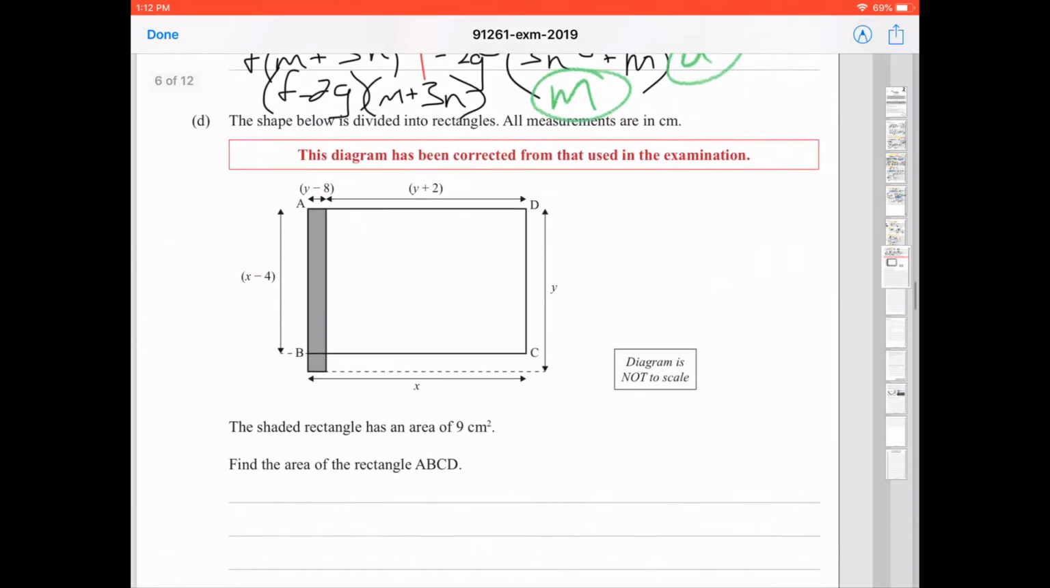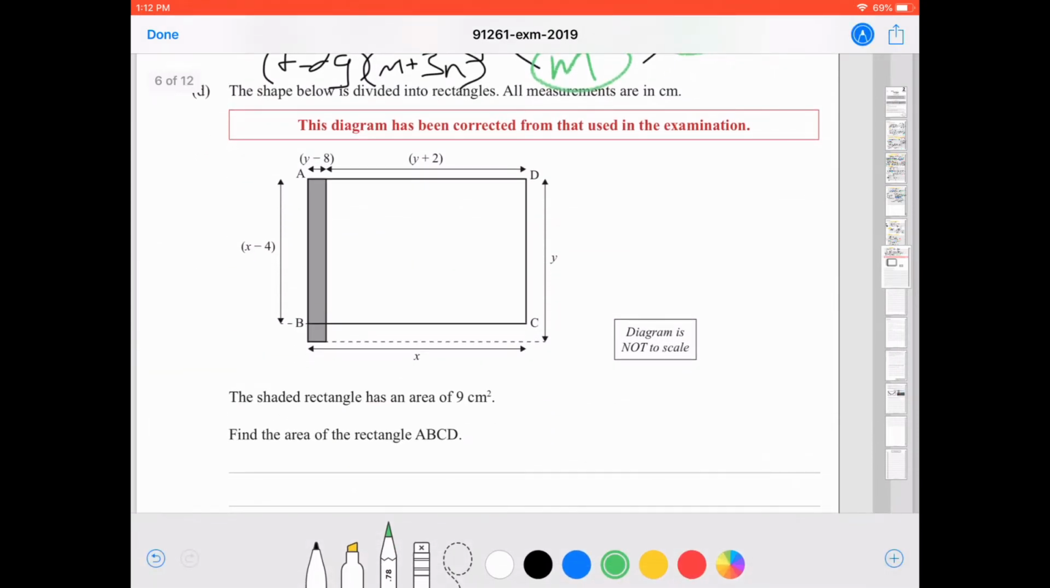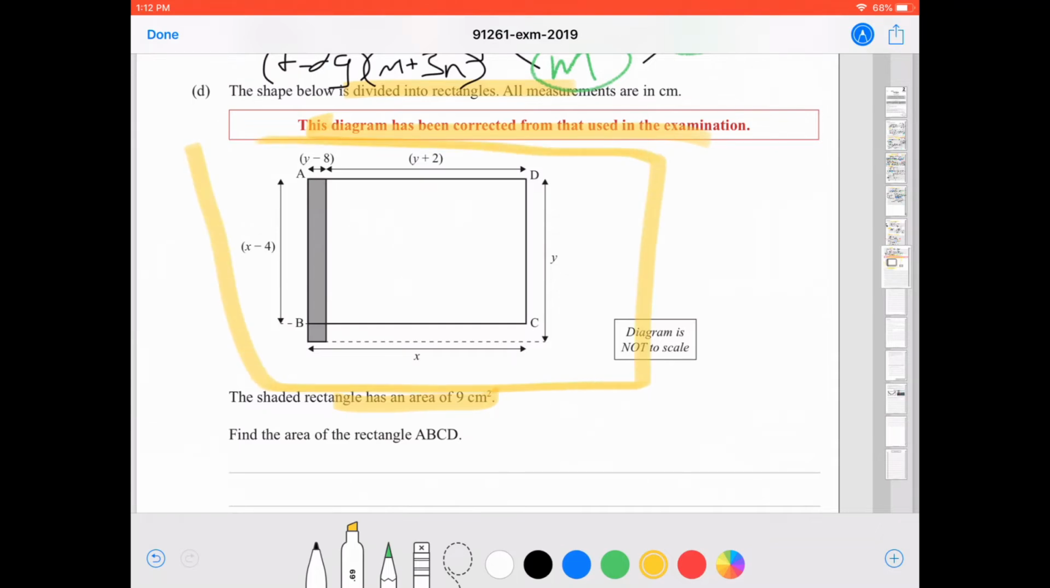Sweet. Moving on to question 2D. It says the shape below is divided into rectangles. All measurements are in centimetres. This diagram has been corrected from that used in the examination. So I think in 2019 there were some issues with this question actually. Anyway, it says the shaded rectangle has an area of 9 centimetres squared. Obviously we've got this diagram here. We've got some dimensions, y plus 2, y minus 8, x minus 4, x and y. And it says find the area of the rectangle ABCD.